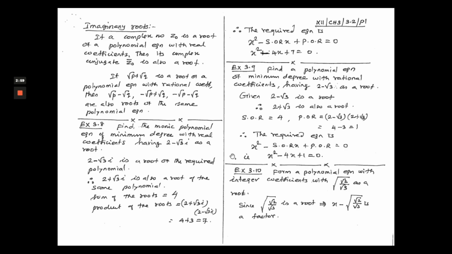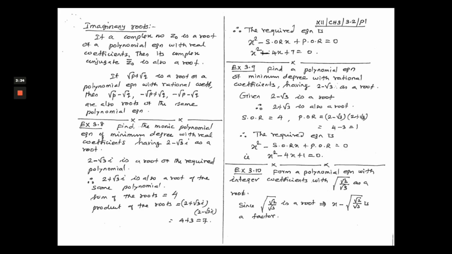Now the required equation of the polynomial is x squared minus sum of the roots into x plus product of the roots equal to 0. So x squared minus, what is the sum of the roots? 4. So 4 into x plus product of the roots. Product of the roots is 7 here. So plus 7 equal to 0. Therefore the required equation is x squared minus 4x plus 7 equal to 0.